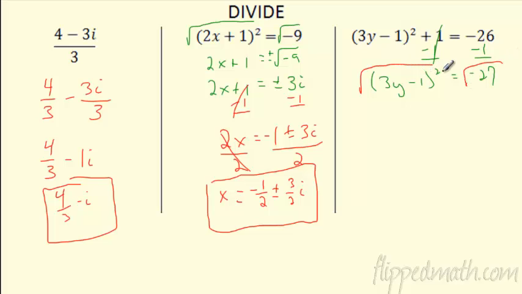So that was the goal. They just cancel each other out. Okay, so we square root, so they cancel each other out, so we're left with 3y minus 1 over here. And again, we're going to take the square root of this, so it's a plus or minus. We introduced that. What is the square root of 27? Well, really, it's i radical 27.